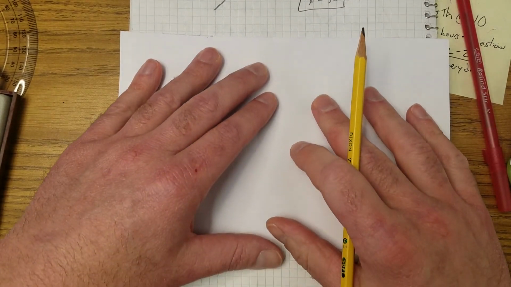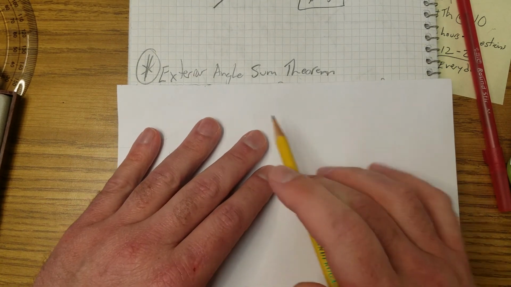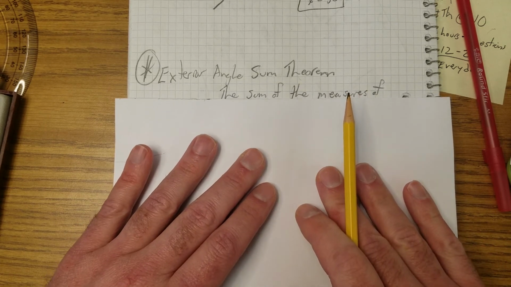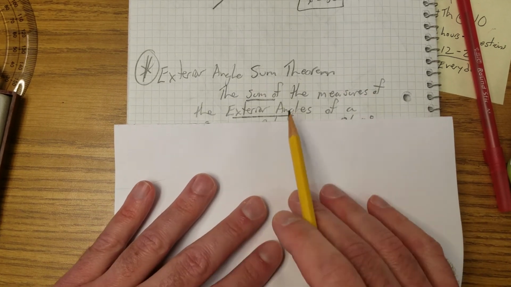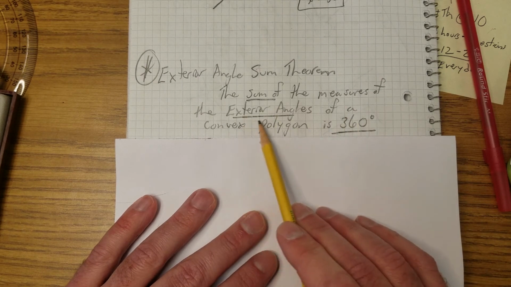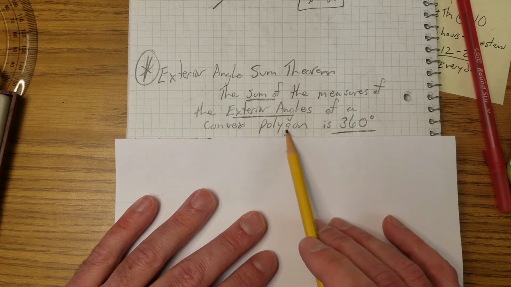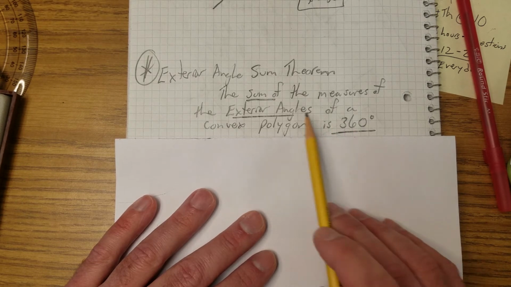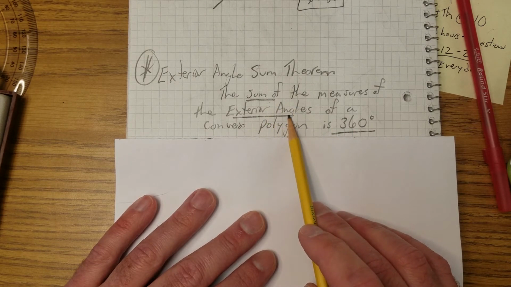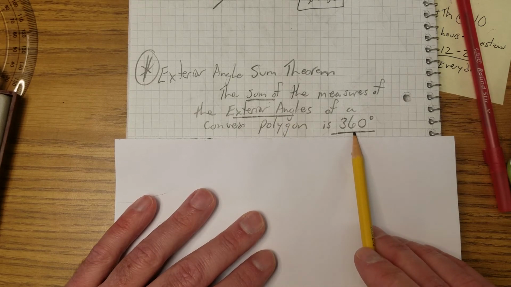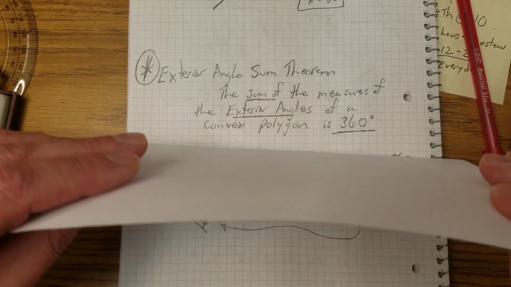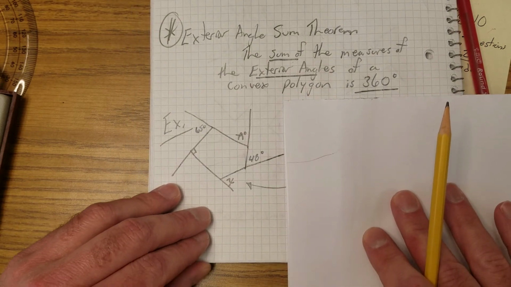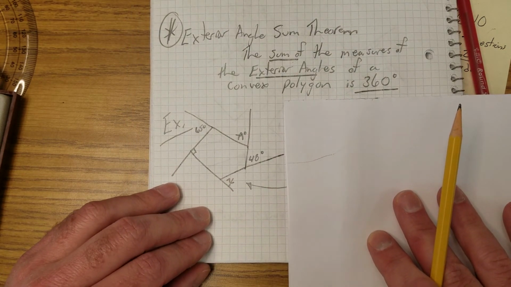That's our exterior angle sum theorem. Exterior angle sum theorem. All right, another theorem, another good place to put it. Basically, it says the sum of the measures of the exterior angles of a convex polygon is 360 degrees. The sum of the exterior angles is 360. That's awesome.